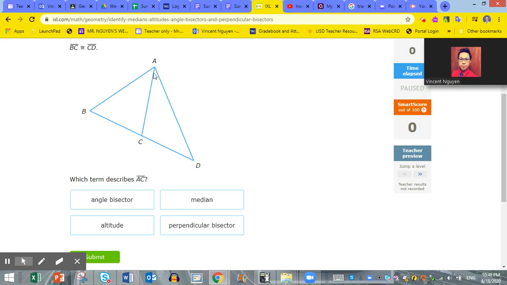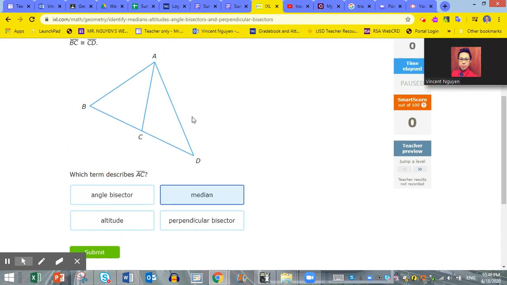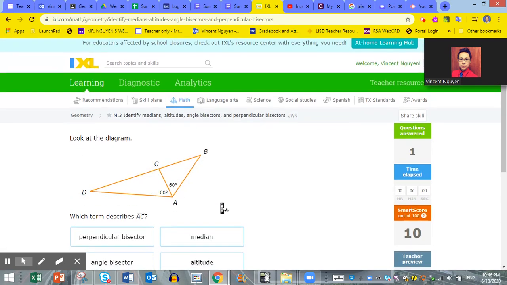So that means this segment AC here says which term describes AC. This segment AC, which comes from the vertex and goes to the midpoint of the opposite segment, is the definition of what we call a median. A median is a line that cuts another line at the midpoint, and it originates from the vertex when it comes to a triangle. So median is this segment. Let's submit that. Yes. All right.